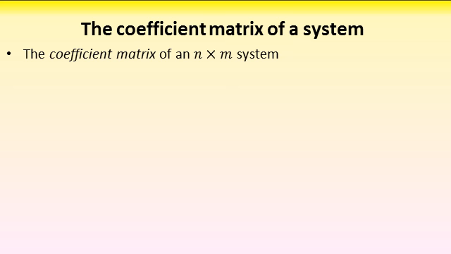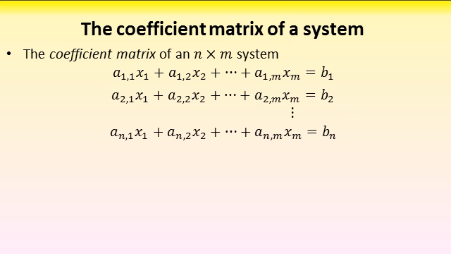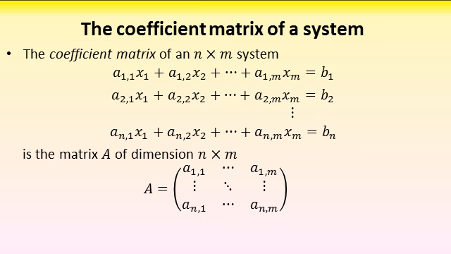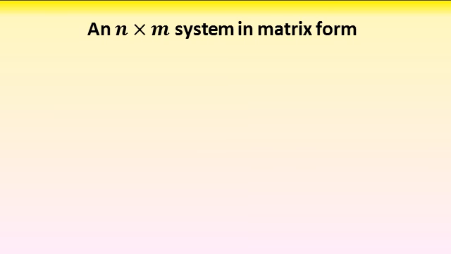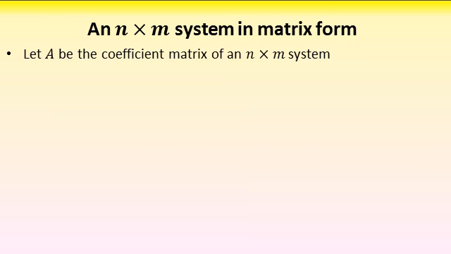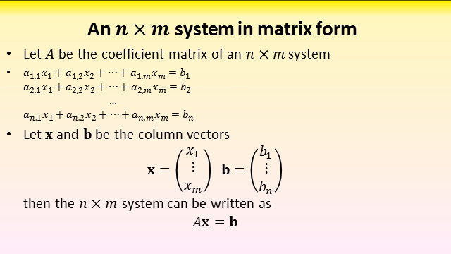So in general, if I have an n by m system, n equations, m unknowns, then I define the coefficient matrix of this system simply as the matrix A, which is n by m, containing all the numbers in front of the x variables on the left hand side. Then, once I have the coefficient matrix of an n by m system, I define x and the b column vectors. x will be the column vector of all the x variables.